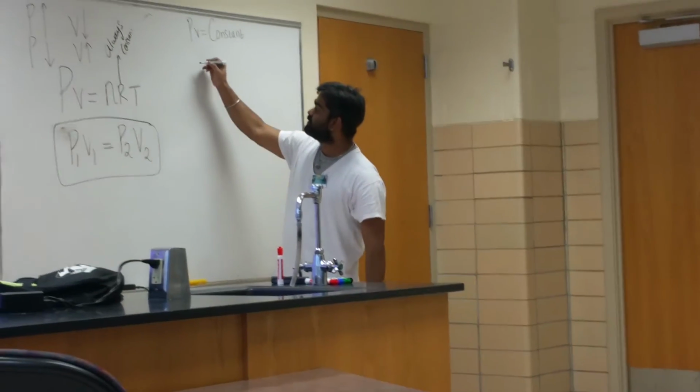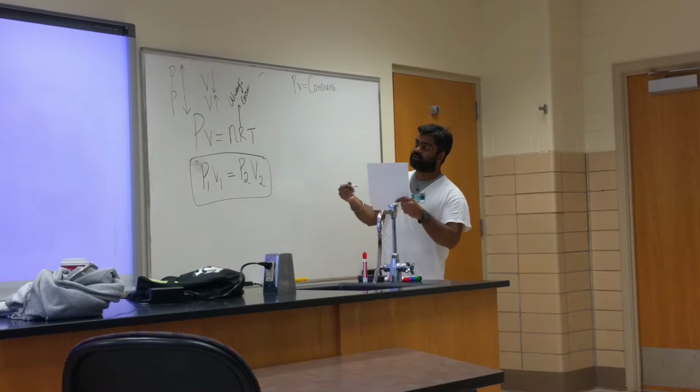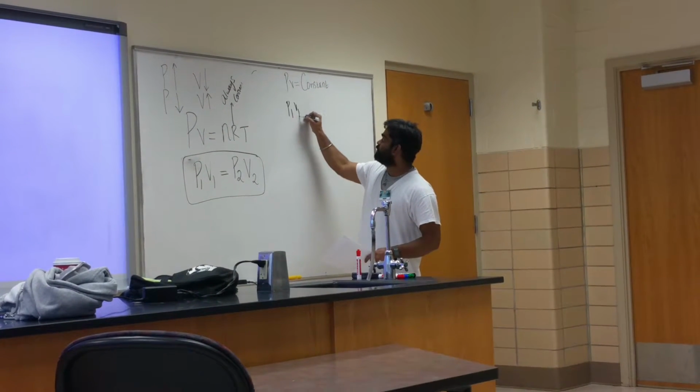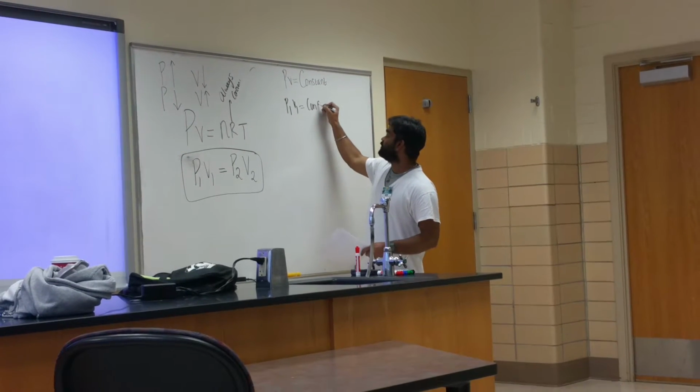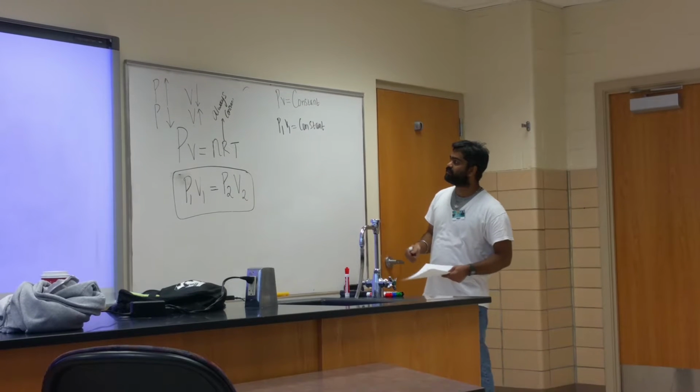Write this as constant. Because as I said, you will always have an initial of something, you'll always have a final of something. So P1, V1 equals constant. I mean, you do this after you read the problem. You cannot know what to do before you read the problem.